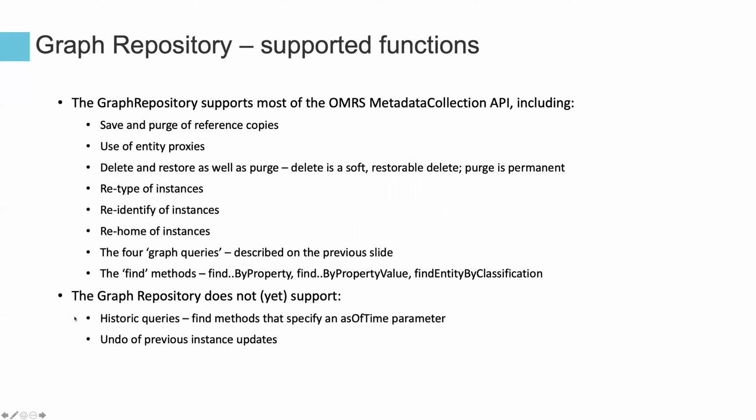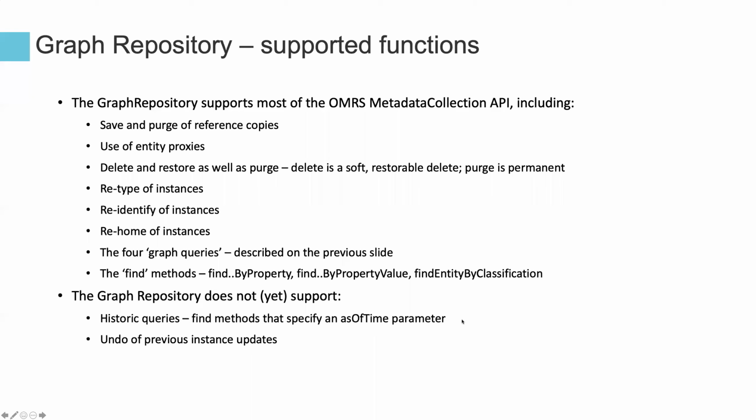Things that the graph repository does not yet support include historic queries. So the metadata collection API has the ability to do things like a find method where you can set a historic time parameter. So you can say, find me all the instances that have the following criteria. You know, you can specify properties and types, classifications, etc. But I'm interested in what the repository looked like an hour ago or a week ago, for example. So you can set a historical time and say, show me the answer that you would have got at that time. We don't yet support that in the graph repository. Whether we will or not, I'm not sure.